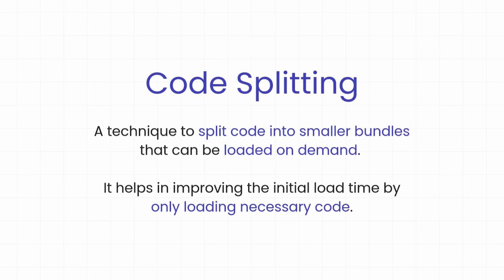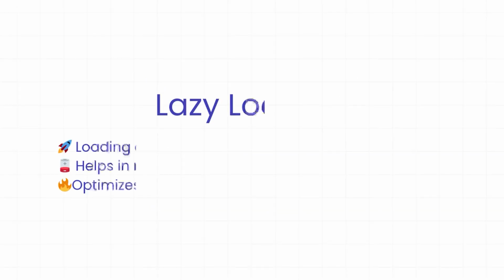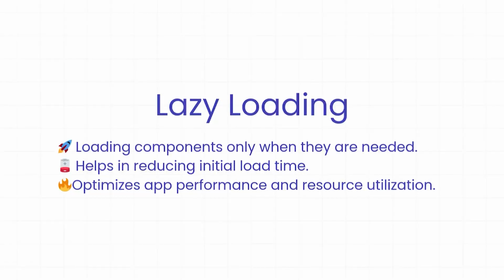Code splitting is a technique of splitting code into smaller bundles that can be loaded on demand. This helps to improve the initial loading time by only loading the necessary code. What is lazy loading? It is loading the components only when they are needed. This helps reduce the initial loading time. Through that, we can optimize the app performance and resource utilization.